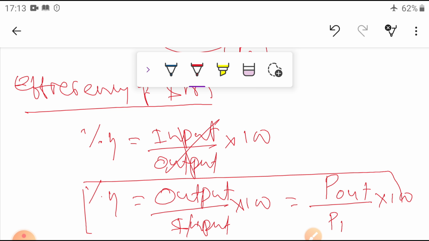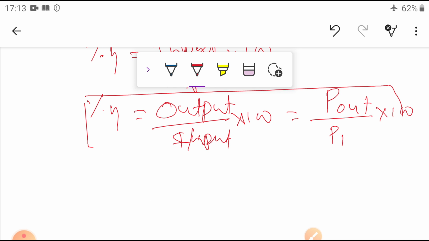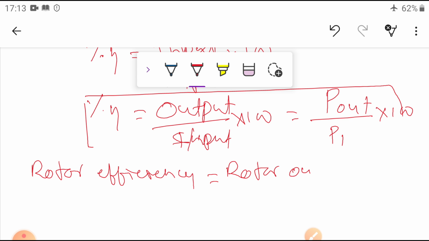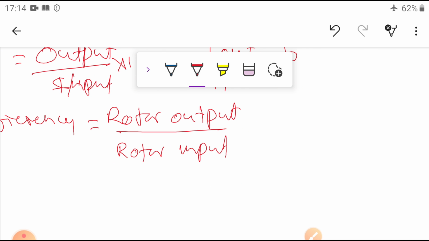And further, we are going to calculate the rotor efficiency. What is the rotor efficiency? It is the rotor output by the rotor input. So here, the rotor output is equal to P out. What is the rotor input? That is called P2.